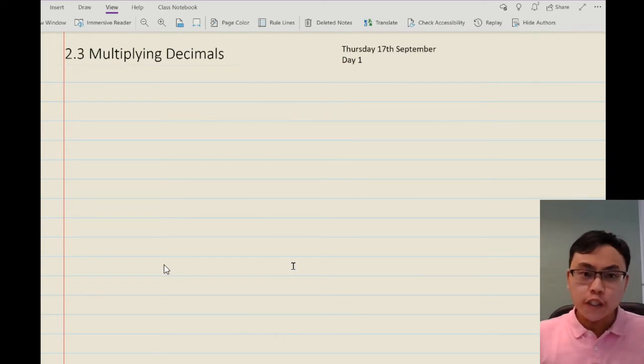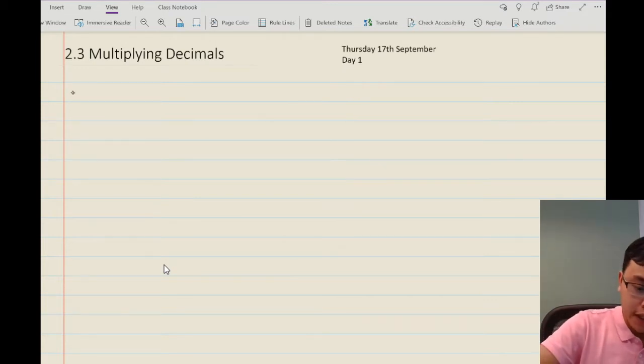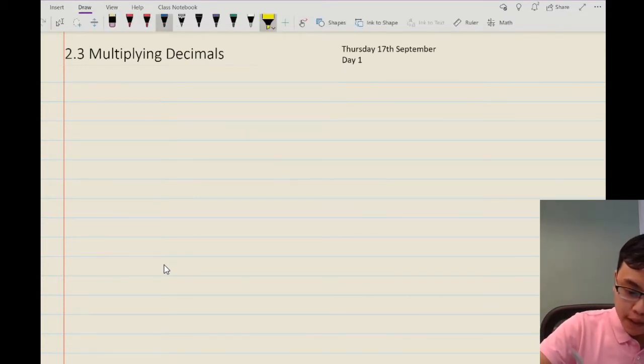Hello grade 8, so we're going to continue with multiplying decimals 2.3. So I'm going to go straight into some examples. So we're going to multiply different decimals together. So example 1, we're going to start with example 1 over here.